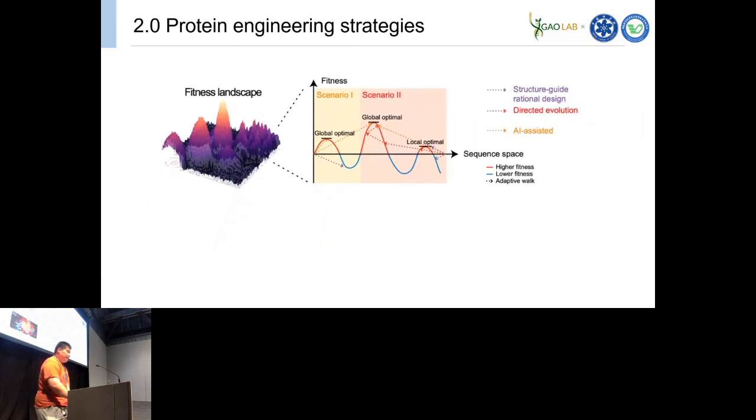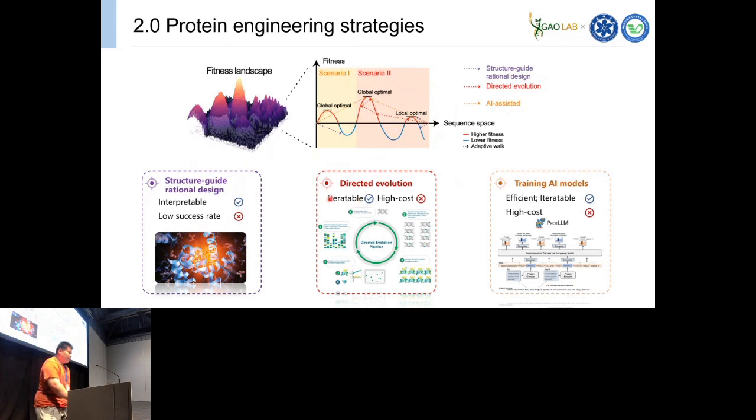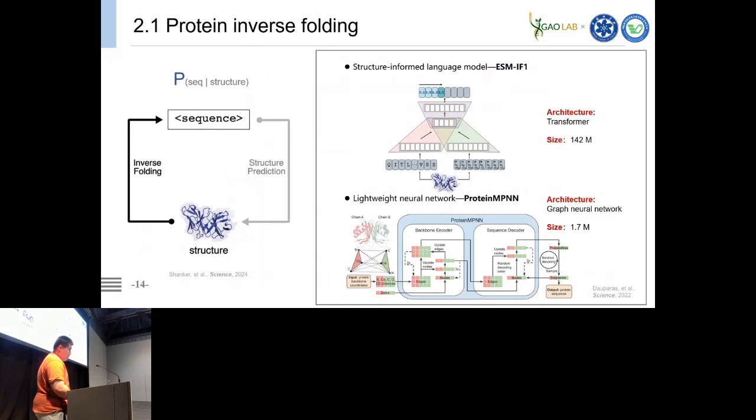To find these high peaks, there are two traditional strategies: structure-guided rational design and directed evolution. Firstly, structure-guided design: clear and logical, but often low in success when the structure-function link is unclear. Secondly, directed evolution is very powerful, but resource-intensive. Recently, AI has emerged to predict mutation effects, but most AI models need huge data and computing power, something many labs don't have. So we thought of a simpler way.